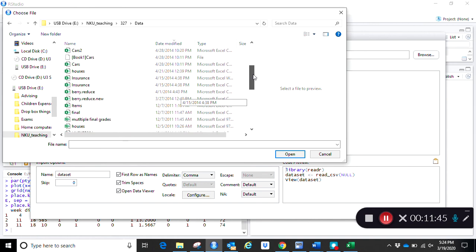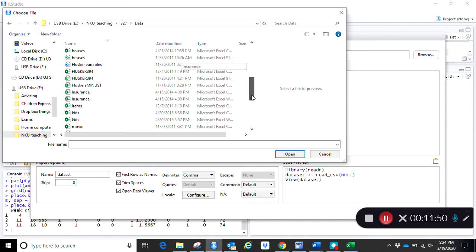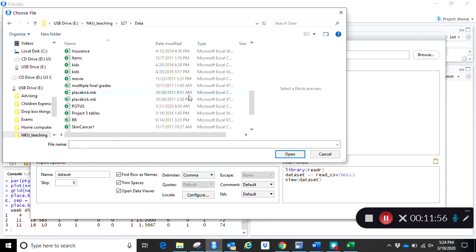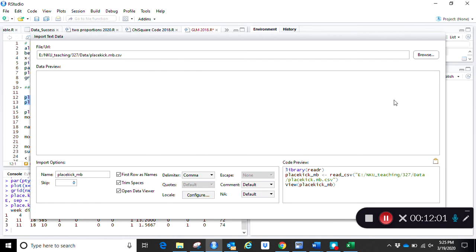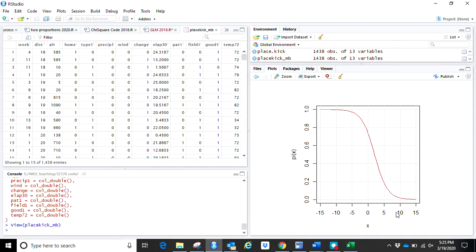And sorry, things are not sorted by name, so let me just resort it that way so I can find it easier. All right, so there's my place kick data, and I want the CSV one, so click on that one. And this can kind of just show me a little preview of what my data looks like. And then I can hit import down here. And then it'll automatically bring it in here and kind of show me what that data set looks like.